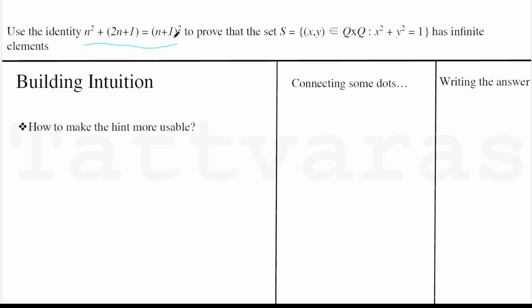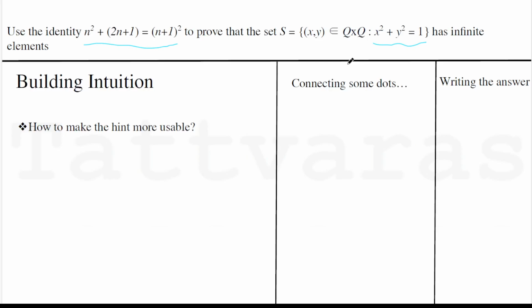Because it's seldom the case that the question makers would just give you the hint and the very next application of the hint is the answer. No, they'll deliberately mess up the hint a little bit or make it slightly more complicated. In this case, how can we make this hint more in terms of something that we have over here?